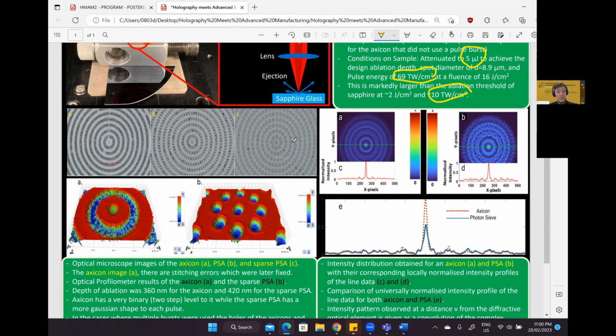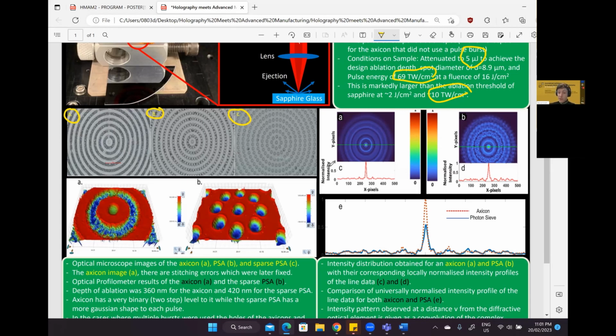So if we have the optical images here from the microscope, we have A for the axicon, B for the photon sieve, and C for the sparse photon sieve, where the difference between them is the separation of the pulses. The axicon has overlap of about 30%, and so you get this valley rather than separated points like you get for the photon sieve, which is separated by each single pulse. Then the sparse photon sieve has these little gaps in between each one that you can see.